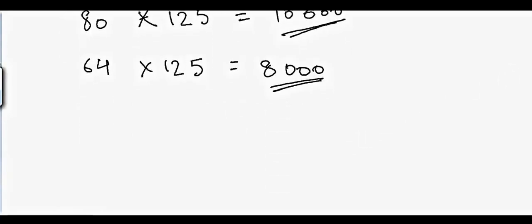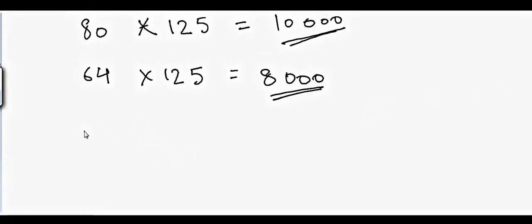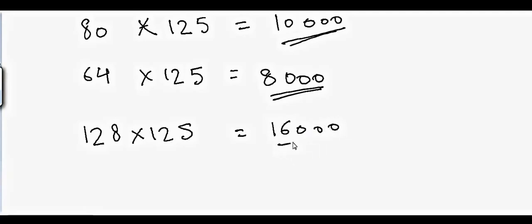And let's take another example, 128 by 125. So in this case, we know that 128 divided by 8 is 16, and then we put 000 in the end. So that is our answer.